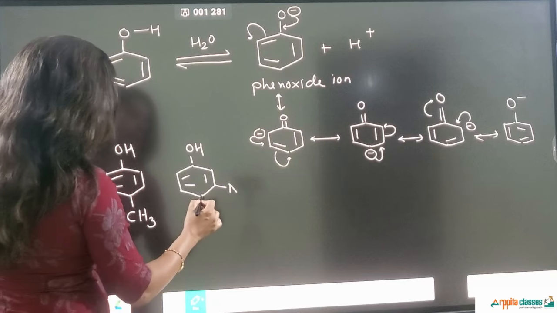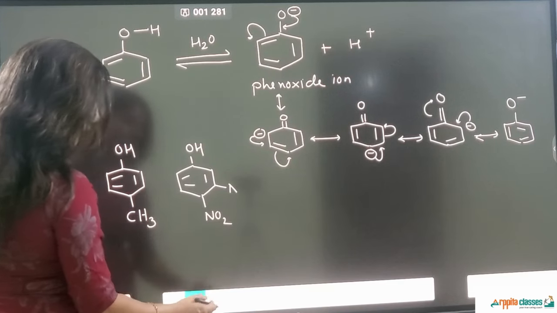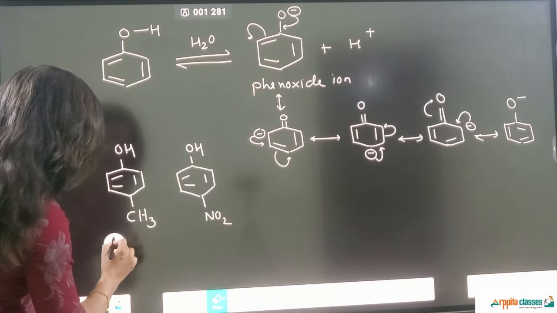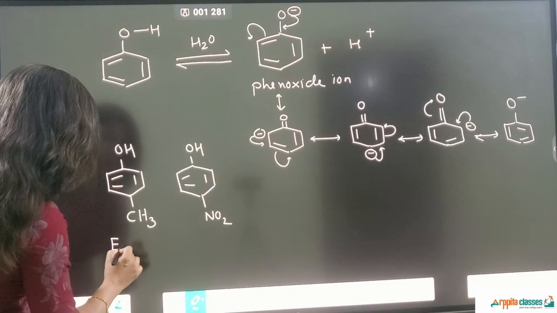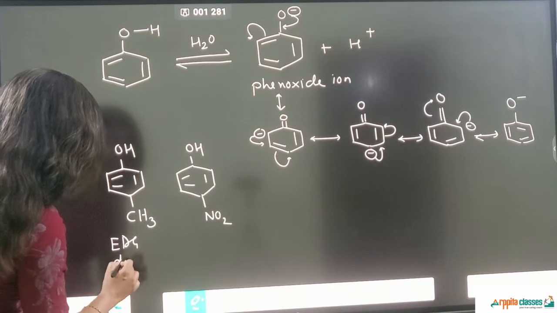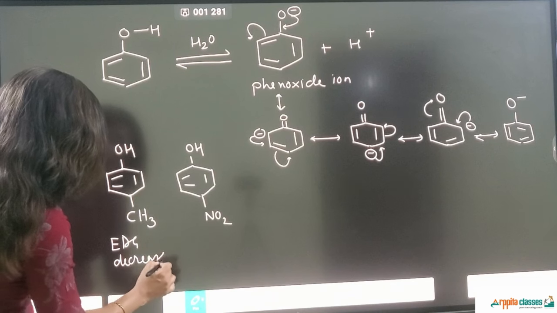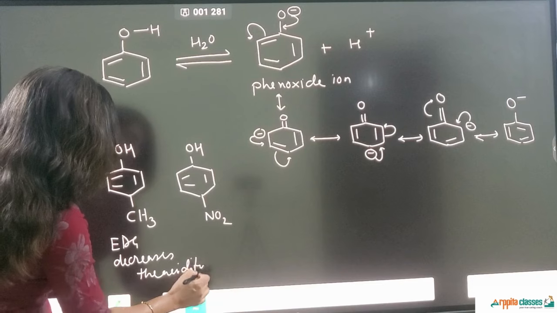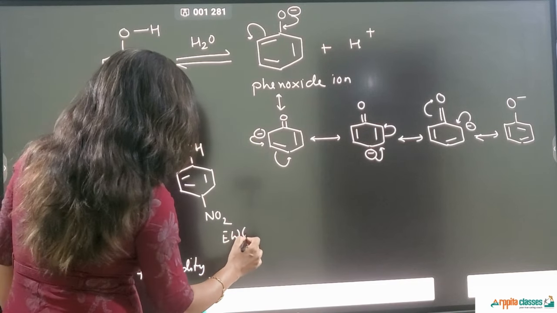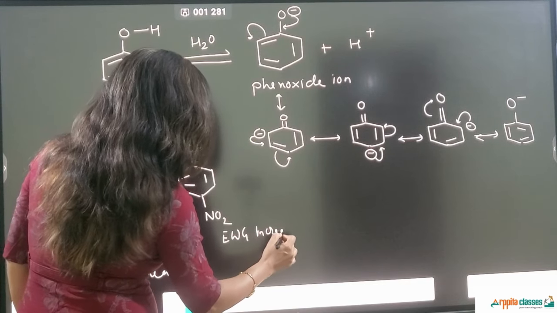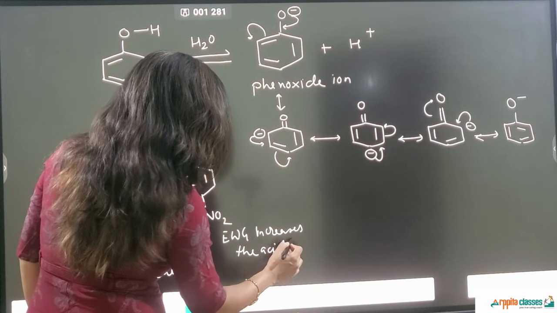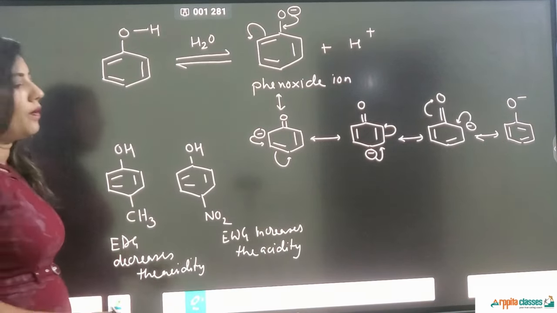Withdrawing group here, or in the para position only. Suppose I am writing an electron withdrawing group. It has been found that the electron donating group decreases the acidity, whereas the electron withdrawing group increases the acidity. Acidic strength, or you can say acidity. Why is that so? Now let's see the reason behind it.